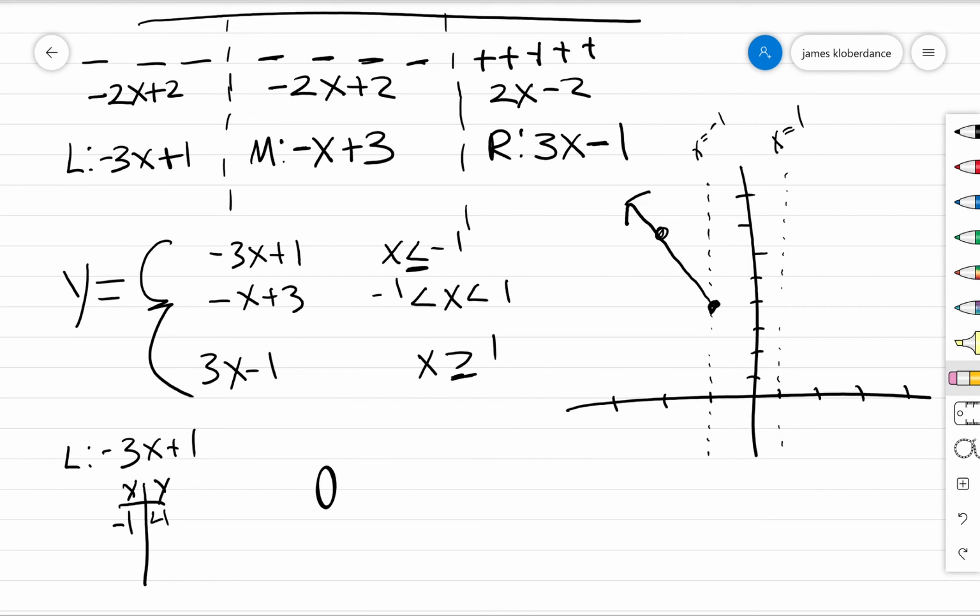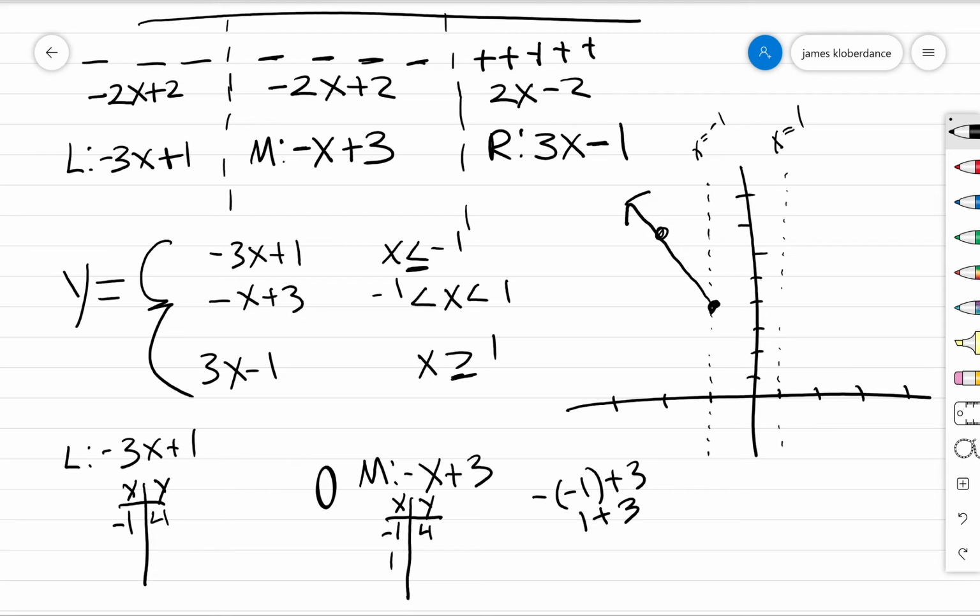In my middle zone, I get -x plus 3. So in that zone, I have two boundaries. I have -1 and 1. So when I plug -1 into that, I get the negative of -1 plus 3. So that's 1 plus 3, which is 4. And if I plug 1 into that, the negative of 1 plus 3 is 2. So it looks something like this.